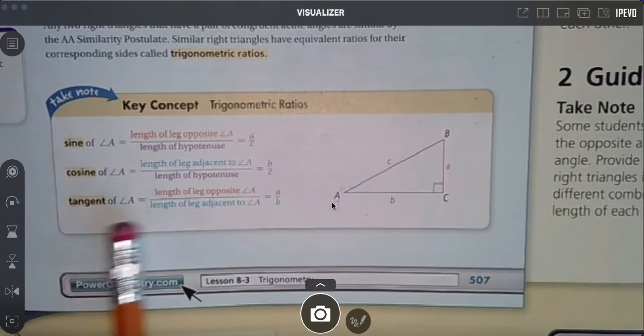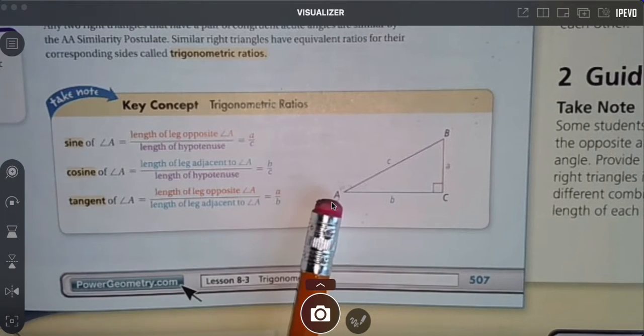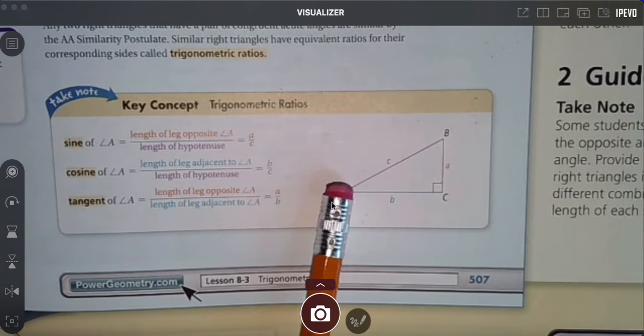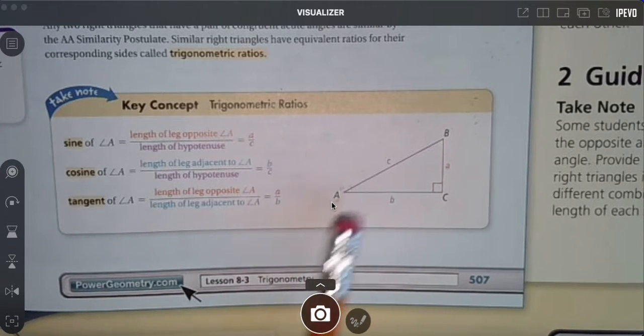Then tangent. If you're looking at the tangent of angle A, that means you start at angle A, and it says opposite over adjacent. So what's the opposite side? Little a. And what's next to it? What's adjacent? Little b. Those would be your answers because they're going to have numbers. And I'm going to show you how to remember that.